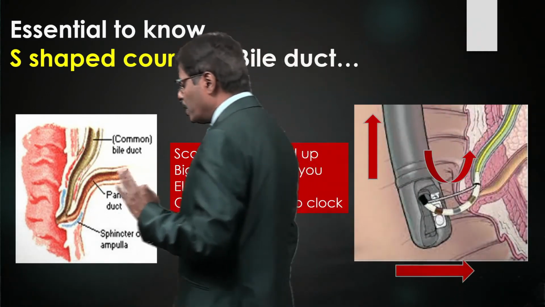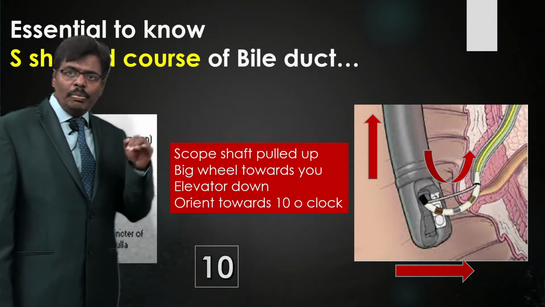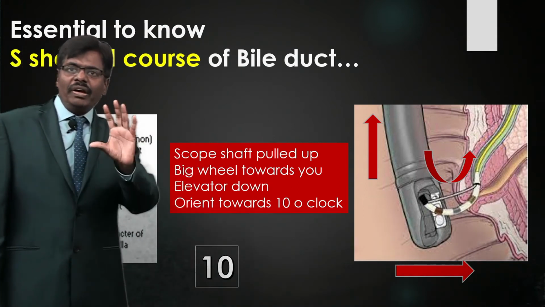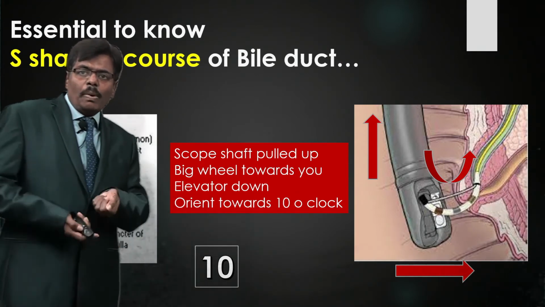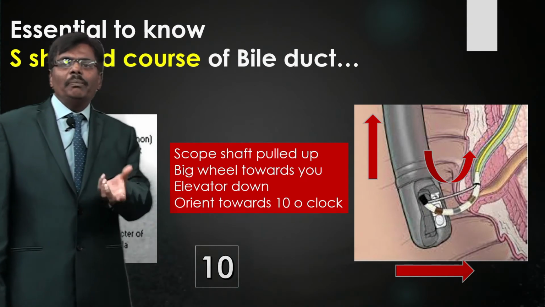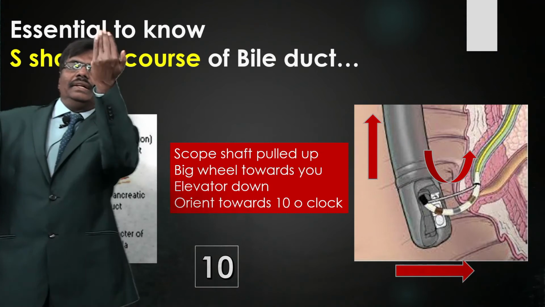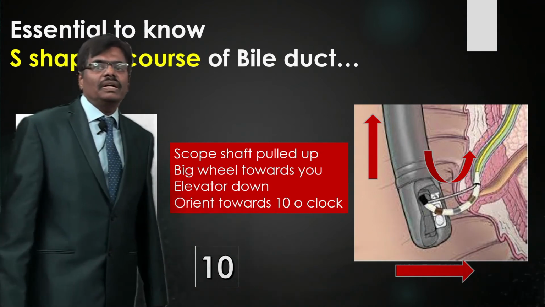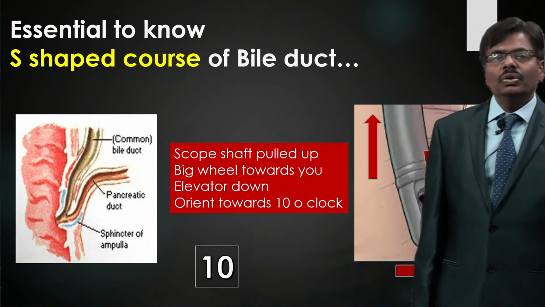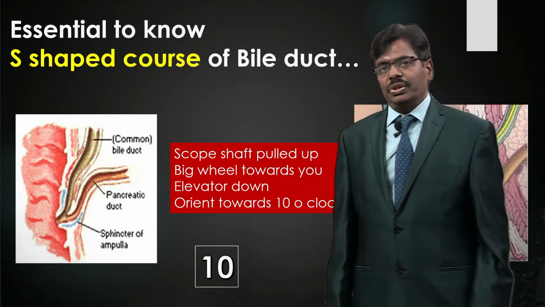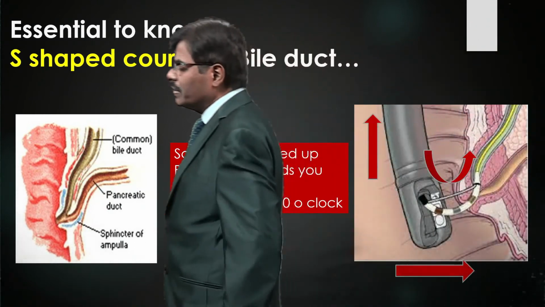There are 3 important movements to easily get in. One, once you go below the end-on facing position, that is, you see it, go a little further below, then pull the scope up, pull up the scope, big wheel towards you, so you go near, and then elevate it down, so it will get in. So these are the 3 important things, okay, and orient, and try to cannulate around 10 o'clock. So pull the scope up, big wheel towards you. These are the 2 important things that will straighten the so-called S-shaped curve.